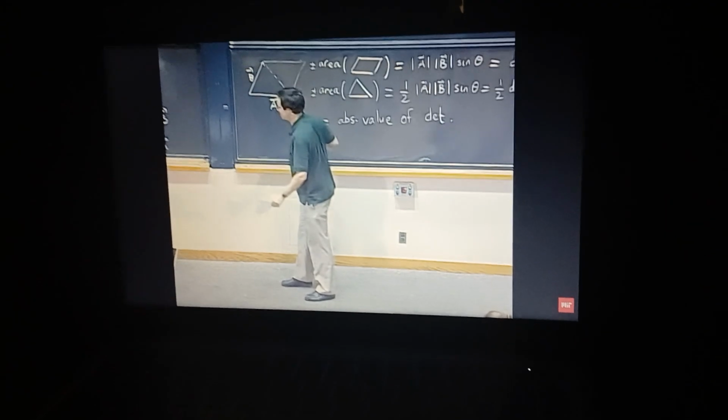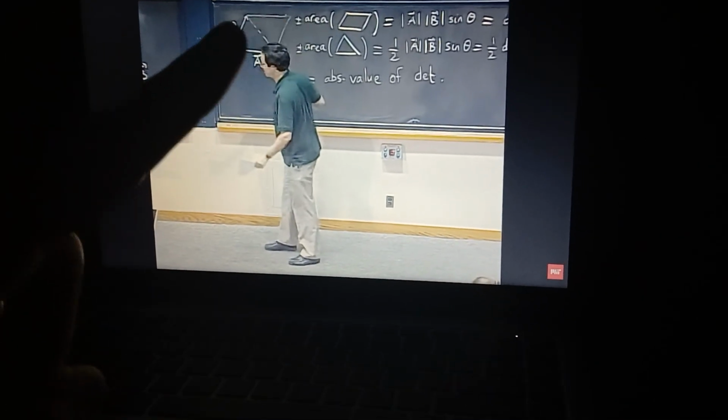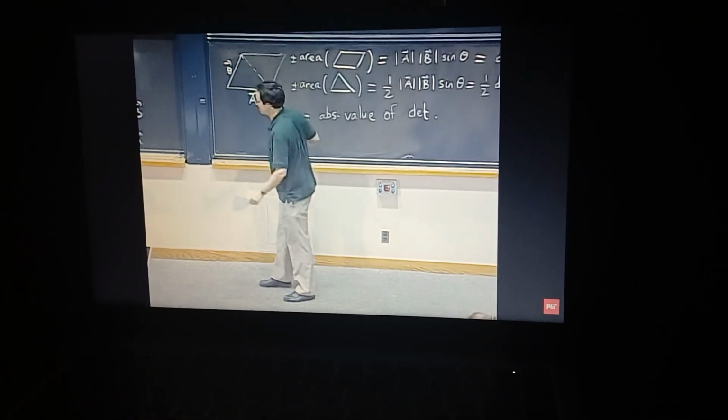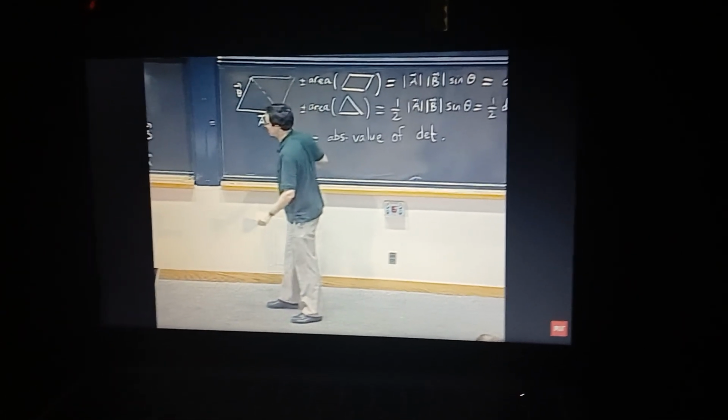I'm pretty sure that's about it. That unit vector is like the iota. I'm pretty sure that's all it is.